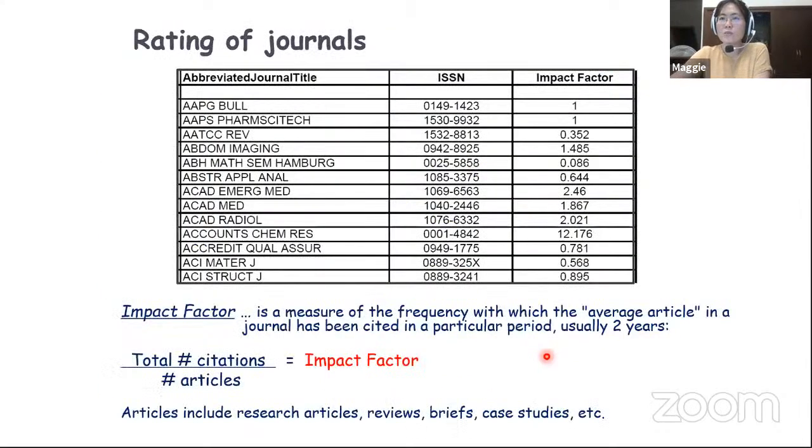So next, I'll introduce the ranking of the journals. As you can see here, one concept for rating journals is the impact factor, usually abbreviated IF. In this table, on the left is the journal title, and then the ISSN, which is like an ID for each journal.